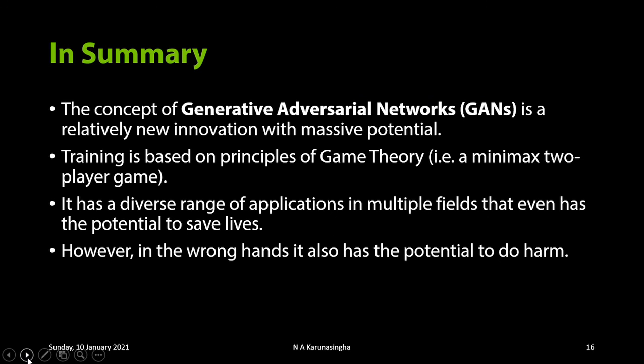So to summarize, the concept of GANs, or generative adversarial networks, is very recent. It came out in 2014. It's a recently new innovation with a massive amount of potential. Its training is based on even older principles when it comes to game theory. Basically, in this case, a Minimax 2-player game. So it has a diverse range of applications, and if used correctly, it can even be used in applications that can potentially save lives, like the example I gave before when it comes to drug discovery. However, we need to be careful, because in the wrong hands, that technology also has the potential to do a lot of harm.